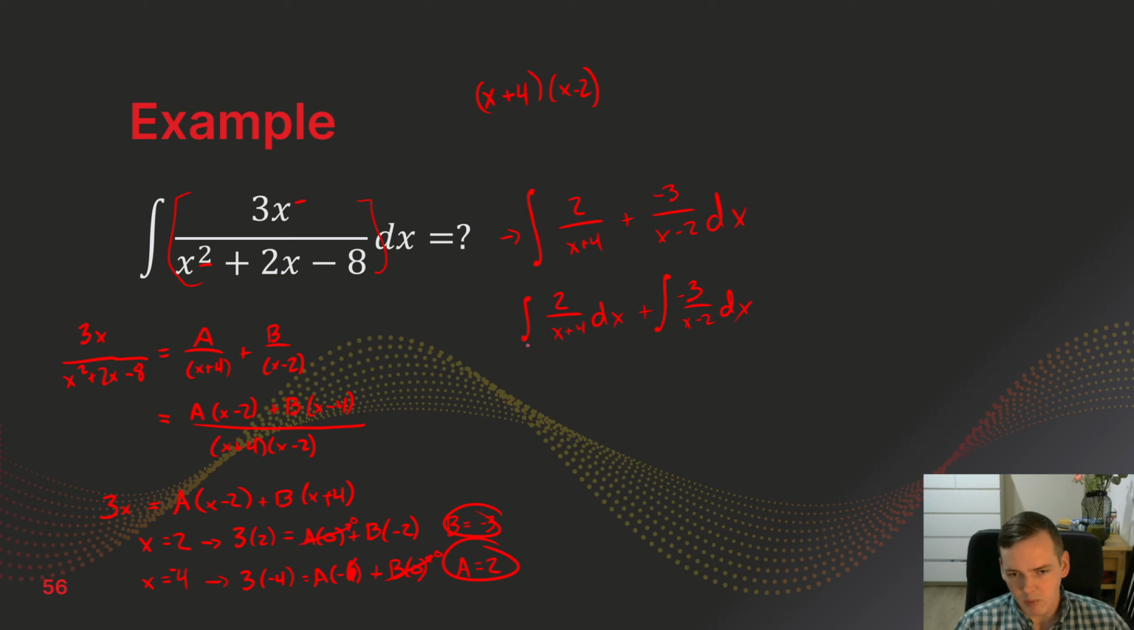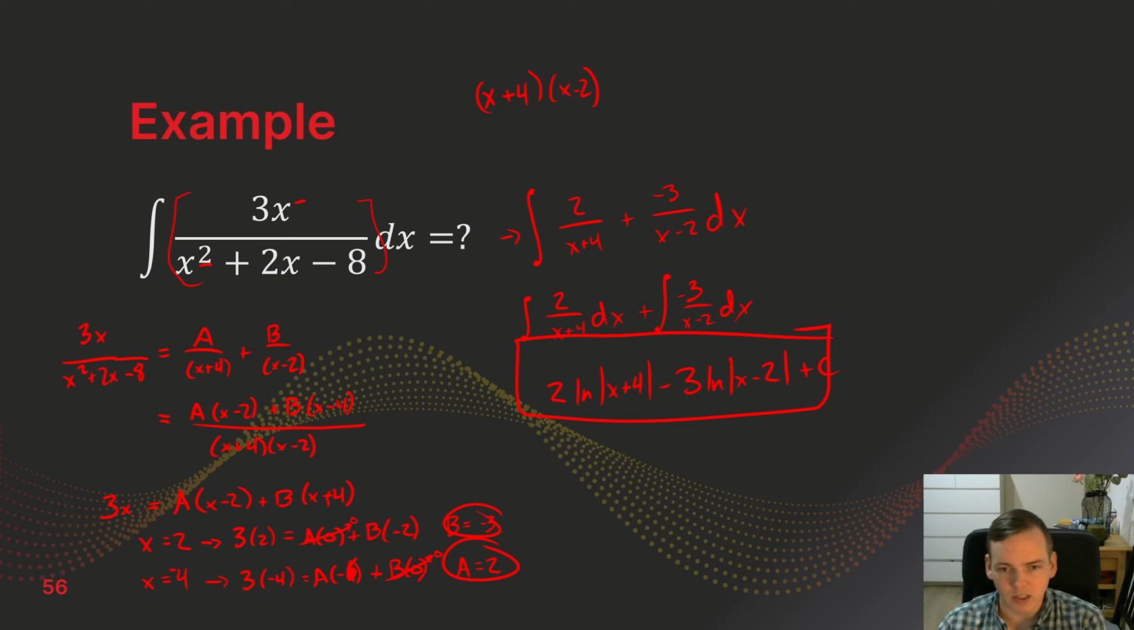Because these are nice, you can use u substitution. Go back and check the first video from this section if you're uncomfortable with that. We end up with 2 ln absolute value of x plus 4 minus 3 ln absolute value of x minus 2 plus C. And that is our result. If you have any questions, let me know. Otherwise, that's how we integrate with partial fraction decomposition.